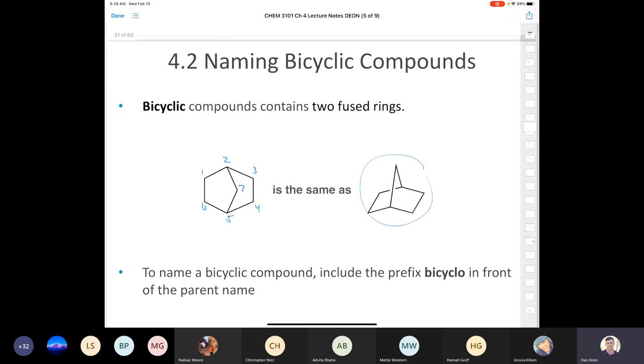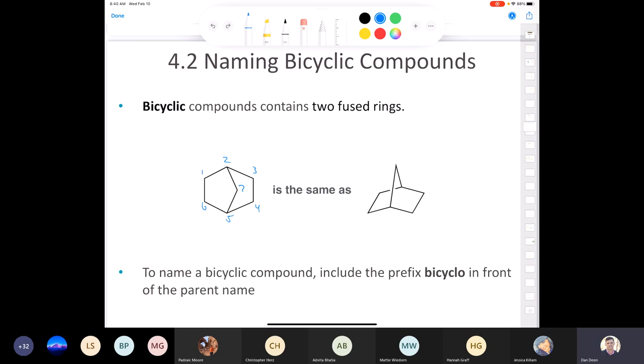They both represent the exact same thing. But what we're interested in is naming the compound. All right, we're going to figure out how to name bicyclic compounds. You're like, what? I'm going to learn how to name that funny looking thing. Yeah, you are. And it's not that complicated if you just, again, learn the rules, master them, and trust me, you'll be able to get it.